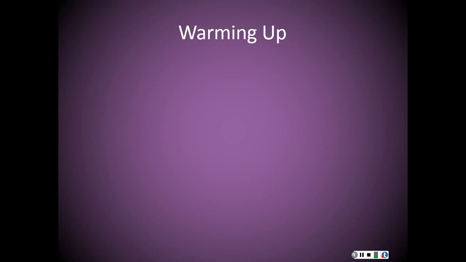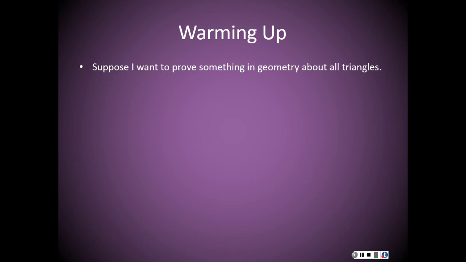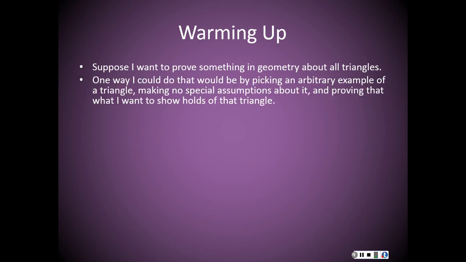Okay, the rule of universal introduction is a little difficult to get a grasp on, so I want to warm up to it a bit. I want to talk about a situation in which we use a similar form of reasoning. So suppose I want to prove something in geometry about all triangles. One way I could do that would be by picking an arbitrary example of a triangle, making no special assumptions about it, and proving that what I want to show holds of that triangle.